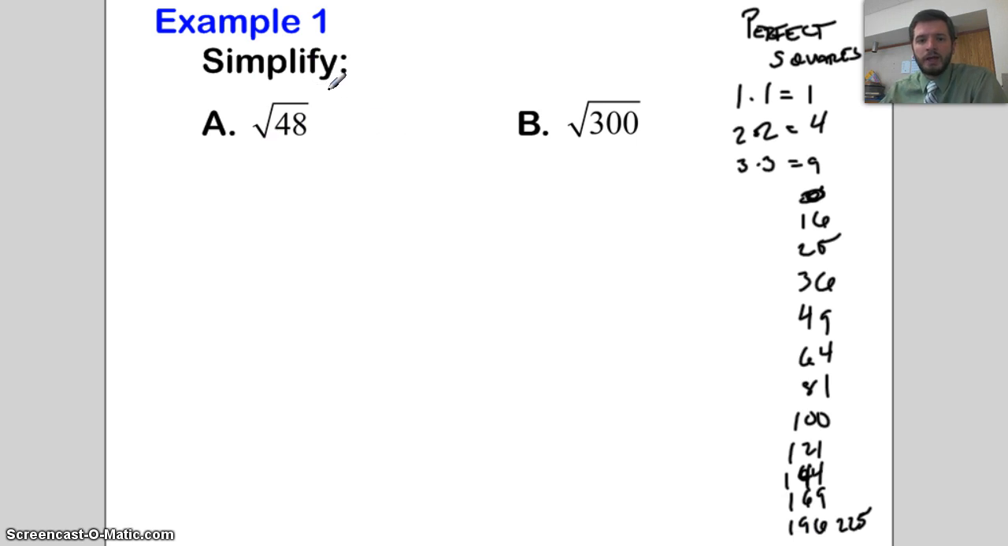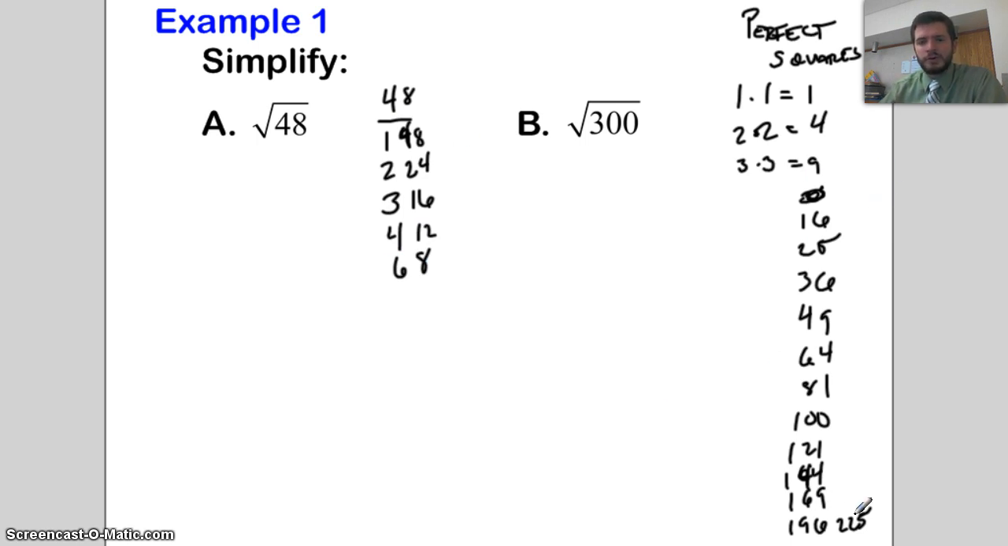All right, so here we go. Now what we're going to do is start with just doing the factors. So again, factors of 48 are 1 and 48, 2 and 24, 3 and 16, 4 and 12, and 6 and 8. Now I'm looking for the highest perfect square that I see on this list.